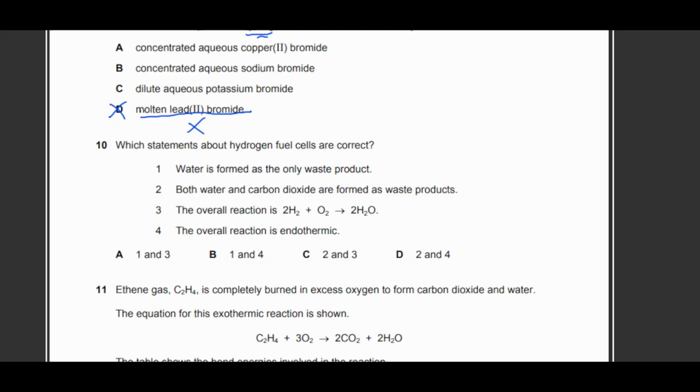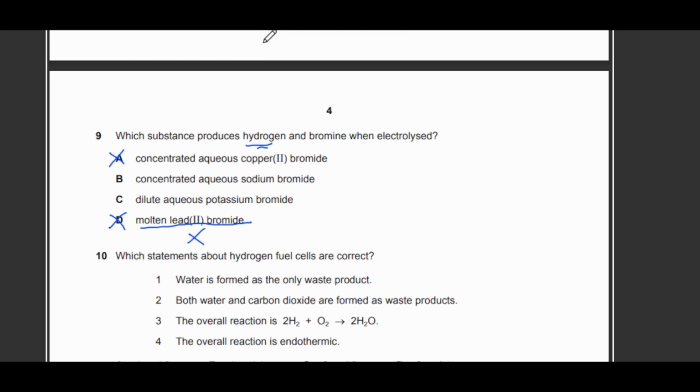Second thing, it is not copper bromide. Why? Because when you electrolyze copper bromide, since copper is less reactive in the reactivity series compared to hydrogen, hydrogen won't be released and instead copper will be released. Okay, so you don't want that. You want to release hydrogen, so therefore A is wrong.